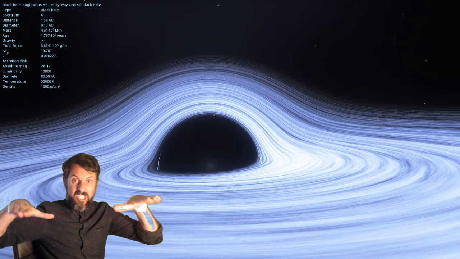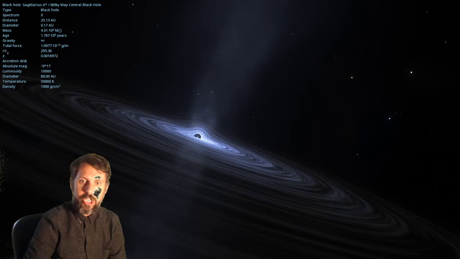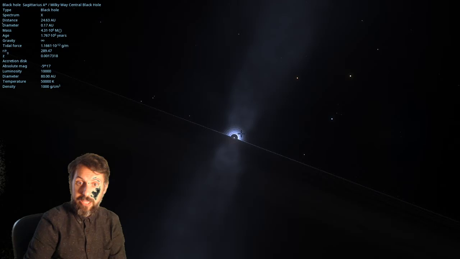If I zoom out and get up here, you can see it's just a disk. It looks really weird because the black hole is bending the light around it. That flat thing looking up is literally light from the other side of the disk bending around the black hole.